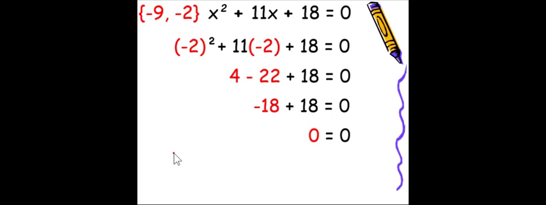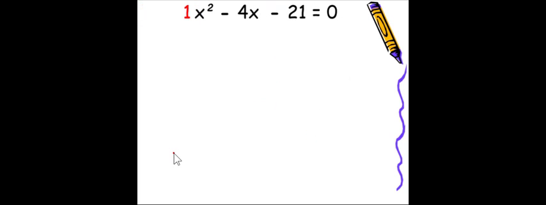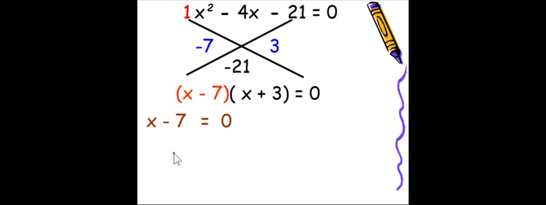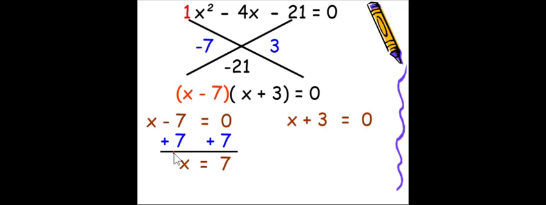So let's take a look at the next problem. The leading coefficient in this particular problem is a 1. So 1 times negative 21, that's going to leave me with negative 21. What two numbers multiply to give you negative 21, but add to give us negative 4? And that would be negative 7 and 3. Leading coefficient is a 1. We could simply write x minus 7 times x plus 3 is equal to 0, and then we can solve. Set the first term equal to 0, and then set the second term equal to 0.